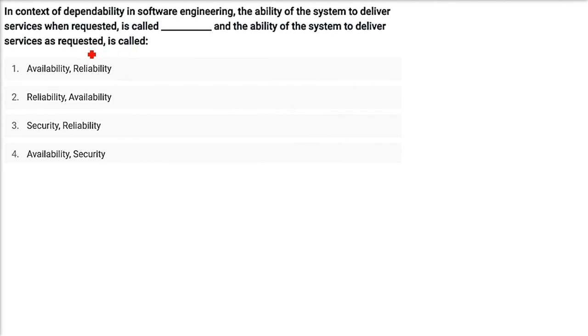In the context of dependability in software engineering, the ability of the system to deliver services when requested is called dash. The ability of the system to deliver services when requested is availability. When I want it, I need it. If you go to a shopkeeper and want something that is not available, he will say not available. That is availability. And the ability of the system to deliver services as requested, that is, the functionalities are being provided to you by the system, is called reliability. So there is a very small change in the definition.